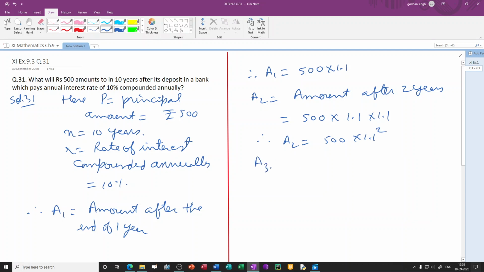Similarly, A3 will become 500 into 1.1 cube, and so on, and we have to find the amount after 10 years. So A10 will be equal to 500 into 1.1 raised to 10. So this must be the amount after 10 years. So with this, question number 31 is complete.